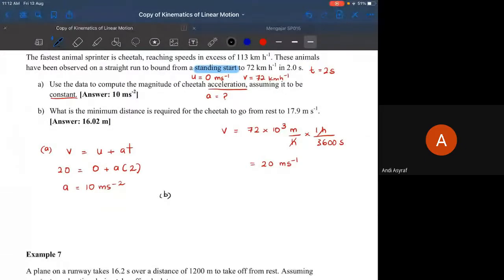Okay, right B. So what is the minimum distance? So now it wants S. The question can say displacement or distance, it doesn't matter, as long as you know it wants S. So we want S over here lah. Okay. So what is the distance required for the cheetah to go from rest? Now it gives new information. It says to go from rest, which is the same as before. U, our initial speed is 0 ms negative 1. But it gives us our new V lah. Okay. V is 17.9. No need to convert because it's already in meter per second.